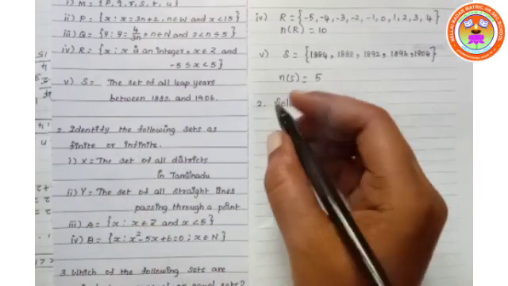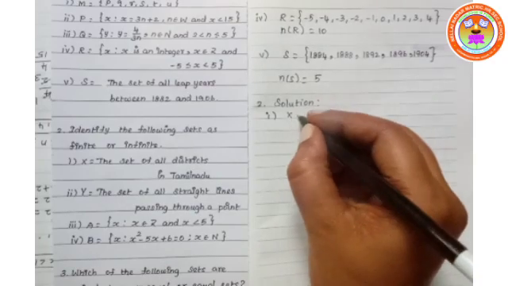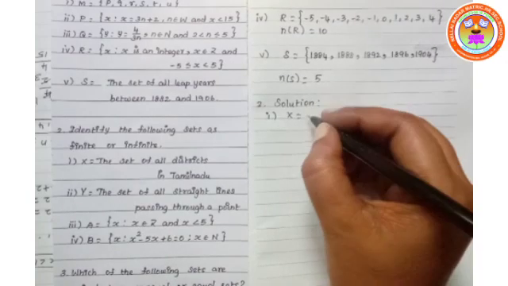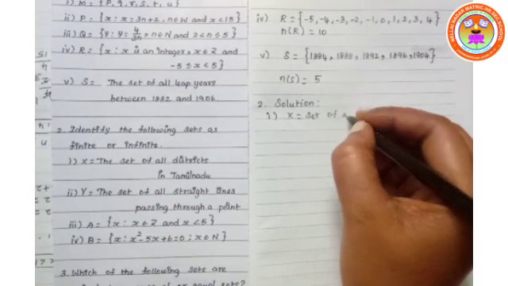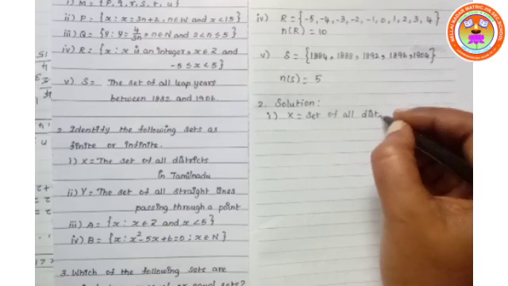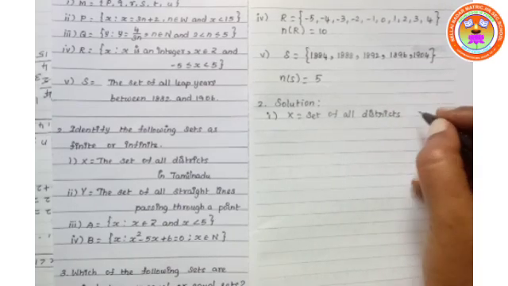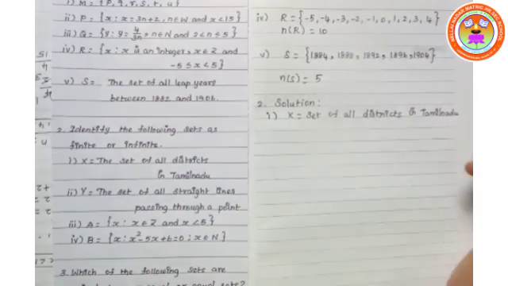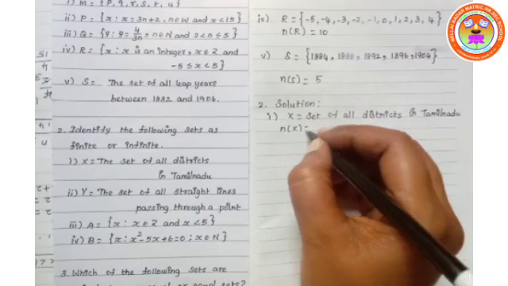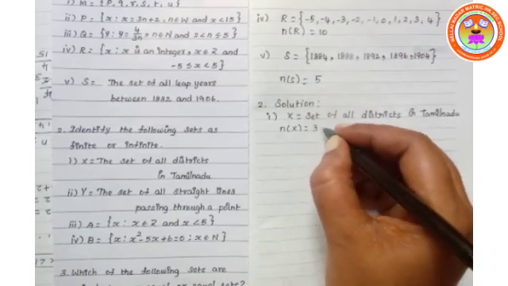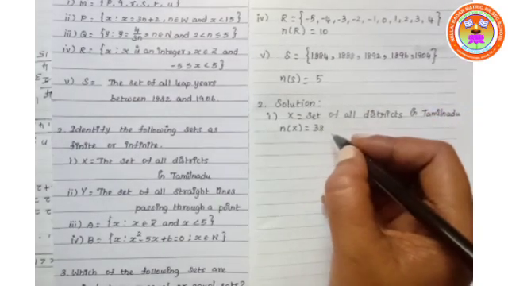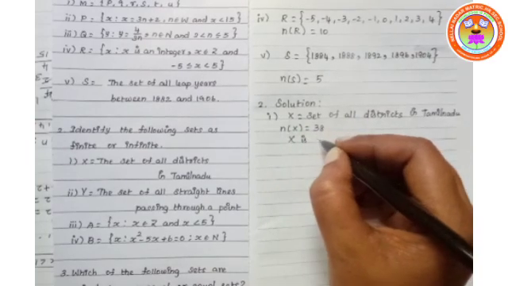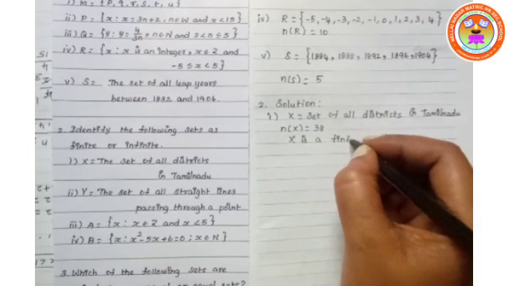Now see the first subdivision. X is equal to the set of all districts in Tamil Nadu. Do you know how many districts there are in Tamil Nadu? There are 38 districts in Tamil Nadu. So we can say n(X), that is the number of elements in the set X, is 38. So it is finite. Therefore X is a finite set.